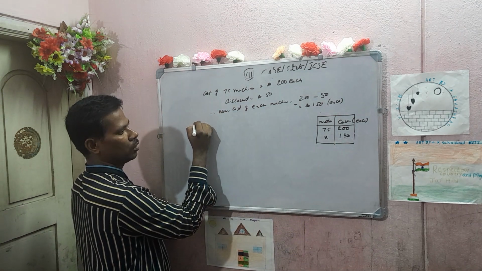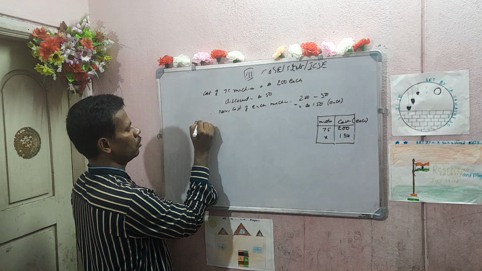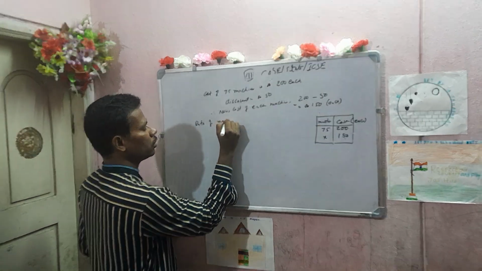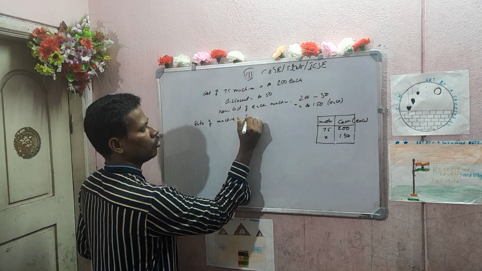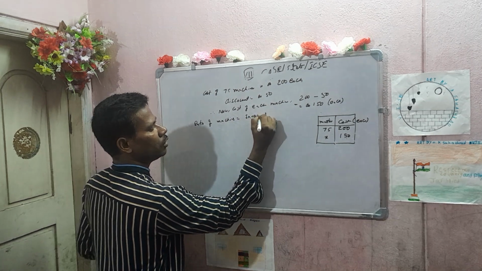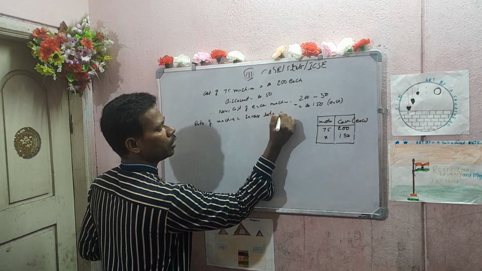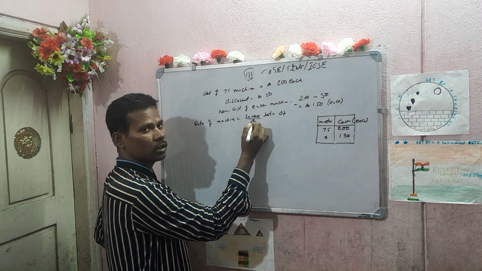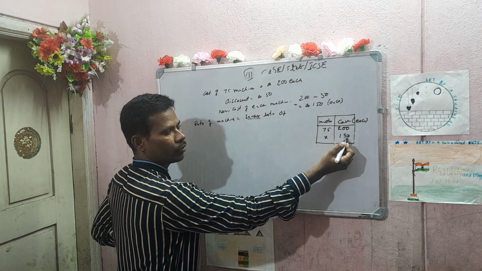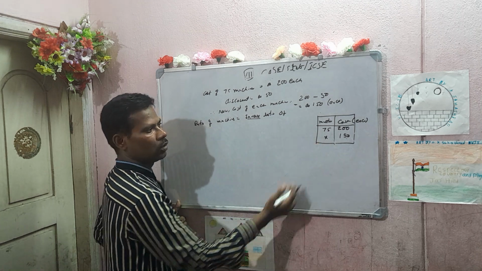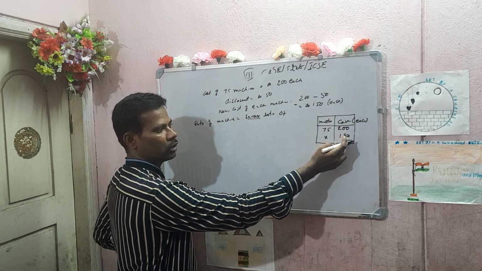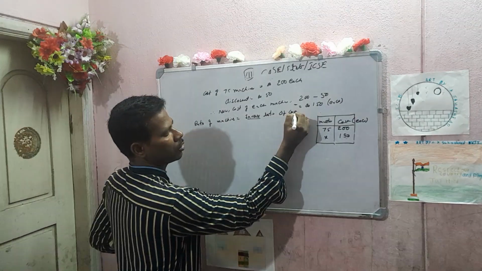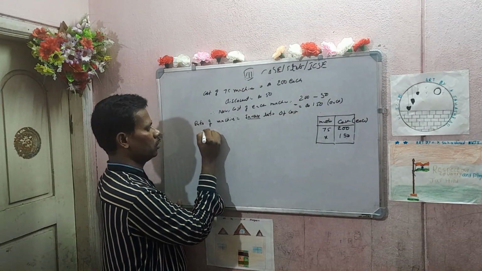If the cost is more, the cost is 200, this the cost is 150, you can purchase more. So ratio of machines is equal to inverse ratio of cost. Why we have to use this word inverse? Because for 150 you can purchase more. As the cost is reduced, you can purchase more. Inverse ratio of cost. What is the meaning of this?